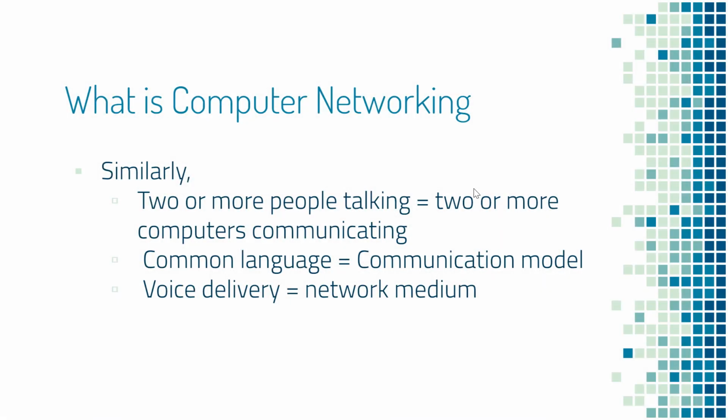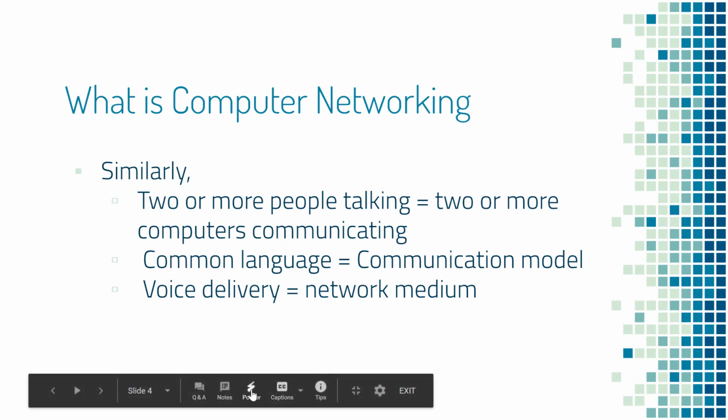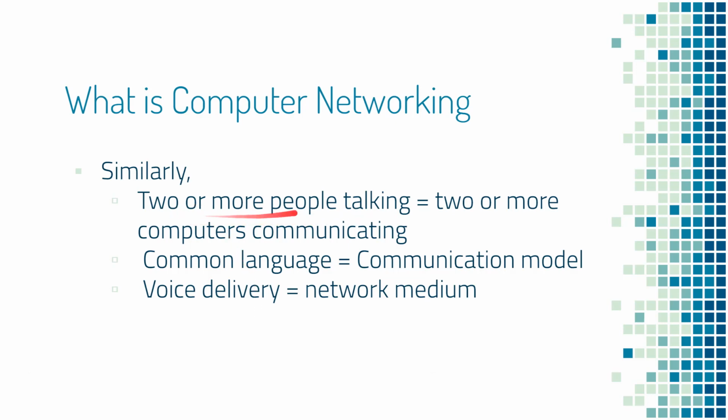The same thing we have in computer networking. When we say 2 or more people are talking to each other, that means we have 2 or more computers communicating with each other. When we say a common language, or a common system, or the same communication system, then we are saying that we have the same communication model.